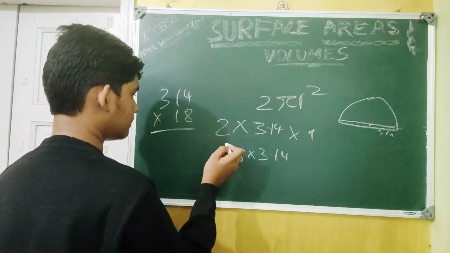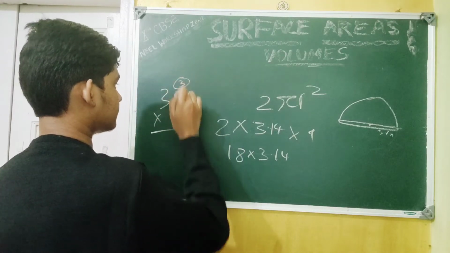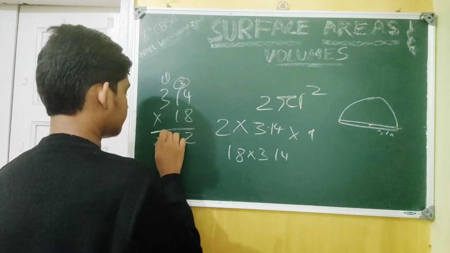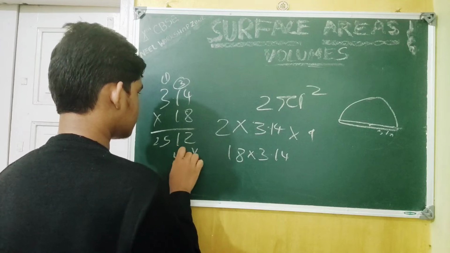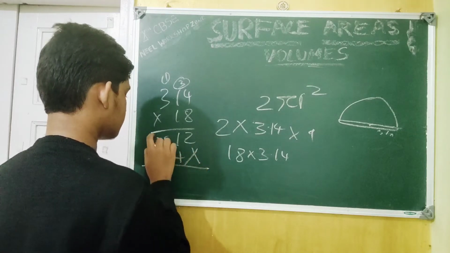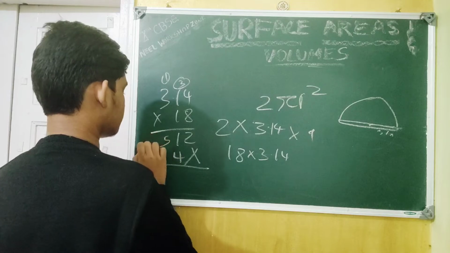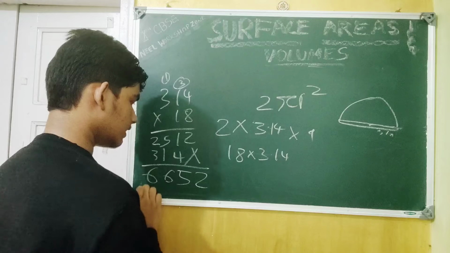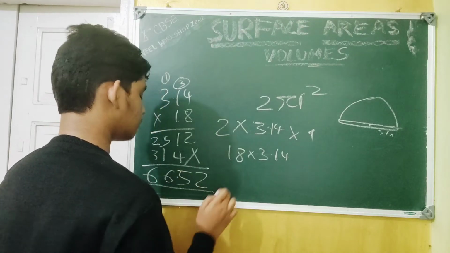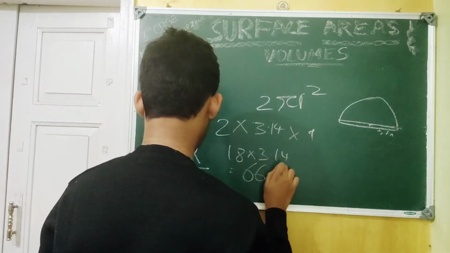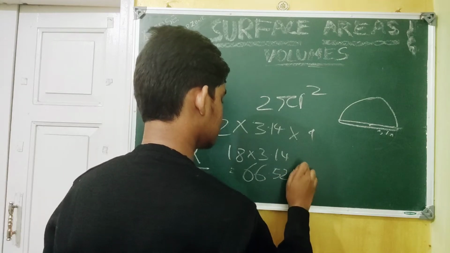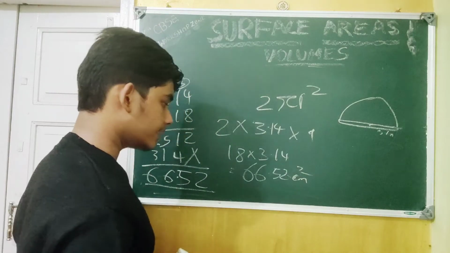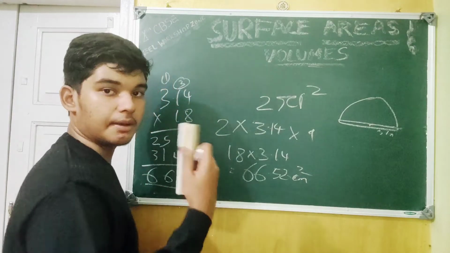Multiplying 3.14 into 18, and plugging in the decimal format, we get 56.52 centimeters square. So this is the curved surface area of the hemisphere.